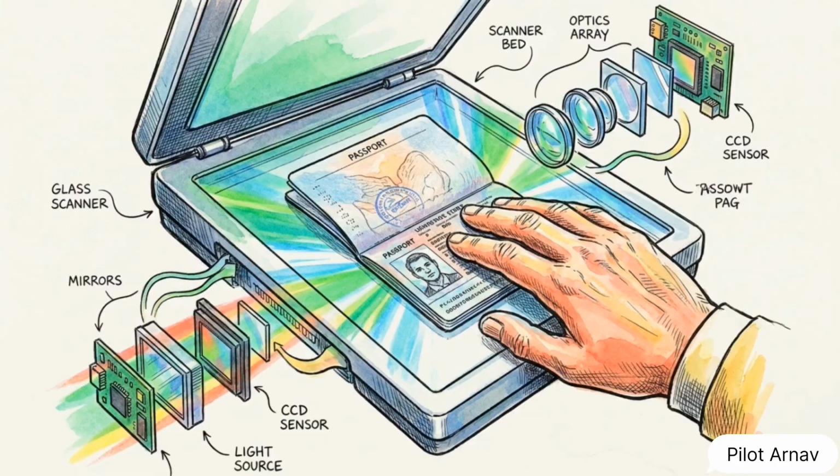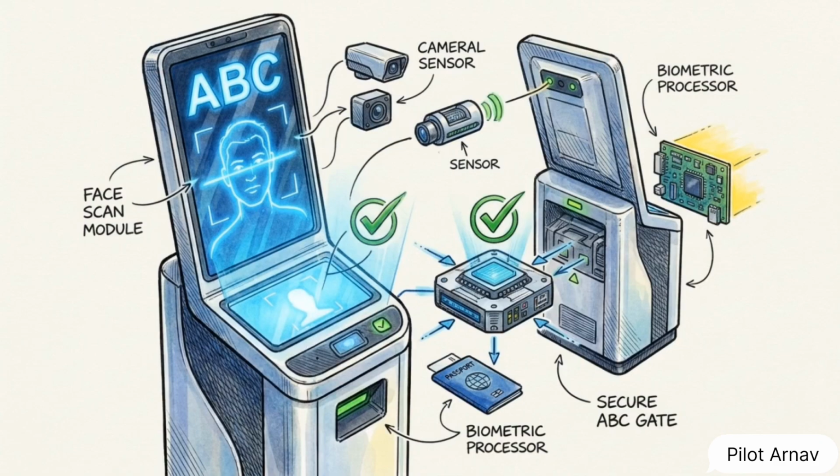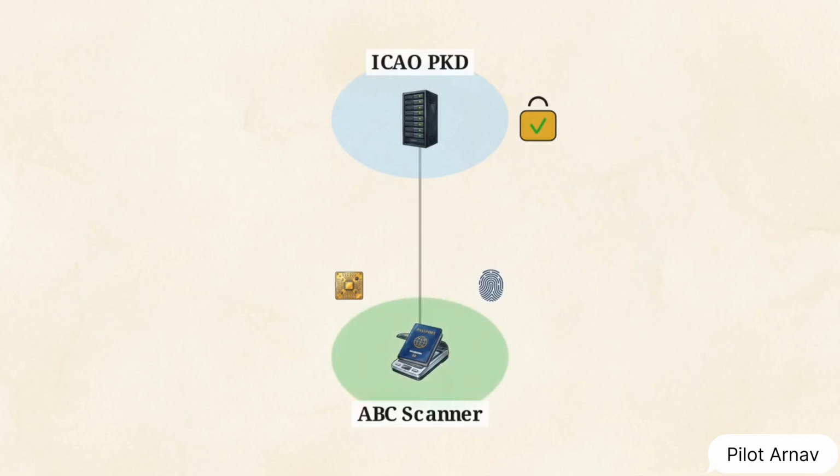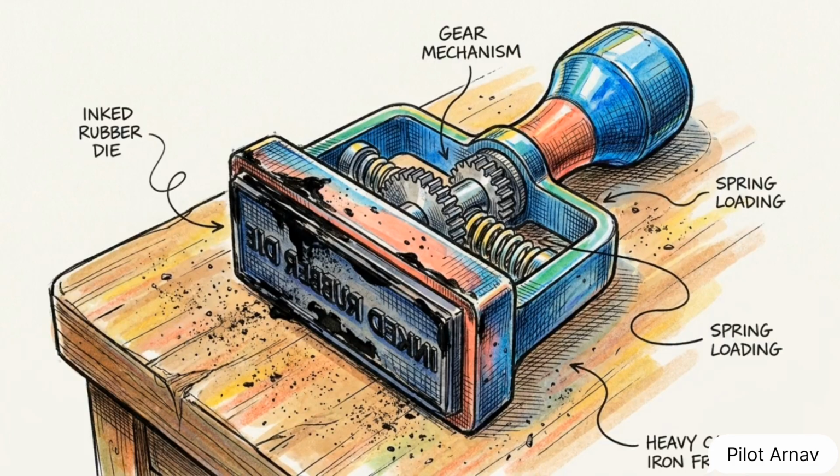speed. When an MRTD is presented at a border, the validation process happens entirely without human intervention. The document is scanned by an automated border control, or ABC system. Look at the data flow here. The local ABC scanner queries the ICAO Public Key Directory, the PKD. This global cryptographic directory validates the digital signature on the microchip, confirming via biometrics that the passenger is the rightful holder. Relying on cryptographic verification completely replaces the tedious process of manual passport stamping.